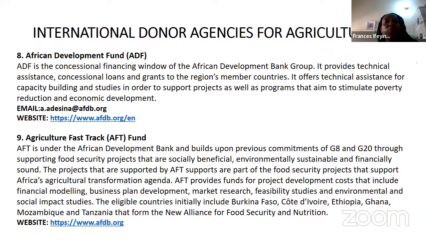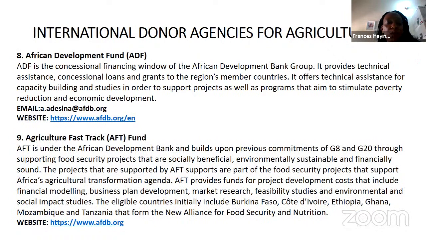Then we have the African Development Fund. It's a concessional financing window of the African Development Bank Group. It provides technical assistance, concessional loans, and grants to the region's member countries. It offers technical assistance for capacity building and studies in order to support projects as well as programs that aim to stimulate poverty reduction and economic development.